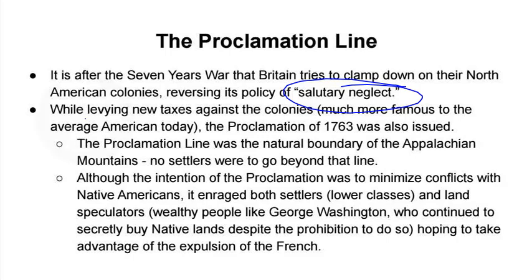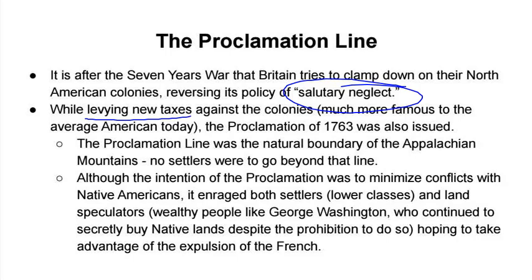The levying of taxes is often what you learn about in elementary schools, the primary cause of the American Revolution. The famous saying, no taxation without representation. Actually, while that was an issue, absolutely, it was really only an issue for upper class people like John Hancock, who was a rich merchant.